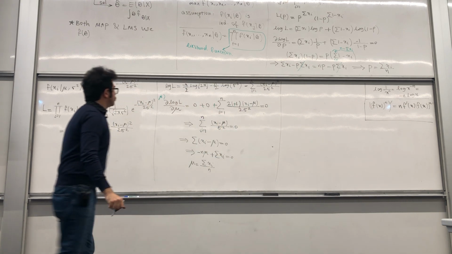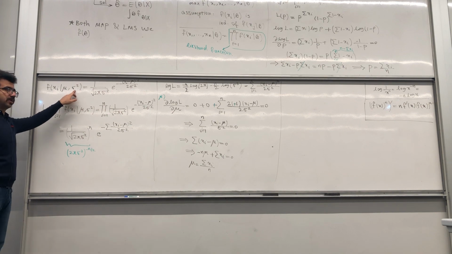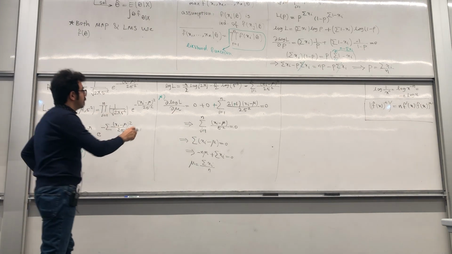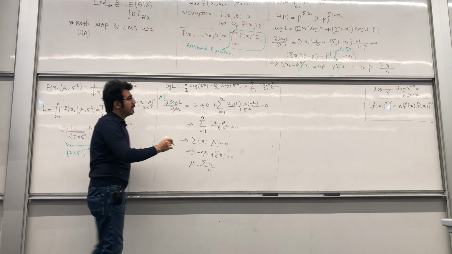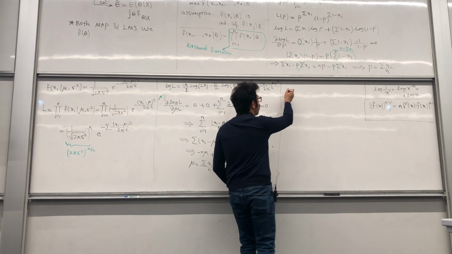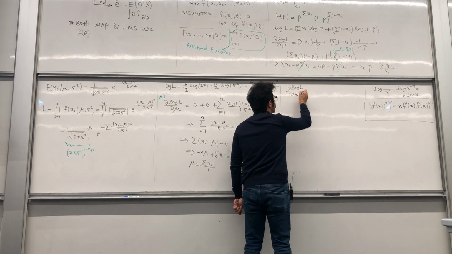Okay, so I found mu. In the next step, I need to find sigma squared. Because again, let's get back to the problem we solved. I have a normal distribution. It has two parameters, mu and sigma squared. I need to estimate both of them. So first, I found an estimation for mu. In the next step, I find an estimation for sigma squared. So I have to find the derivative of likelihood with respect to sigma squared.